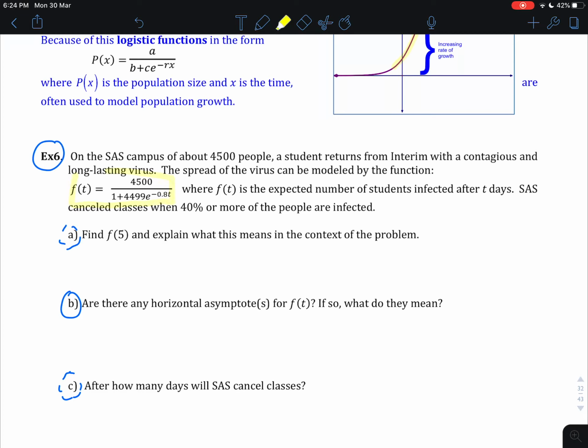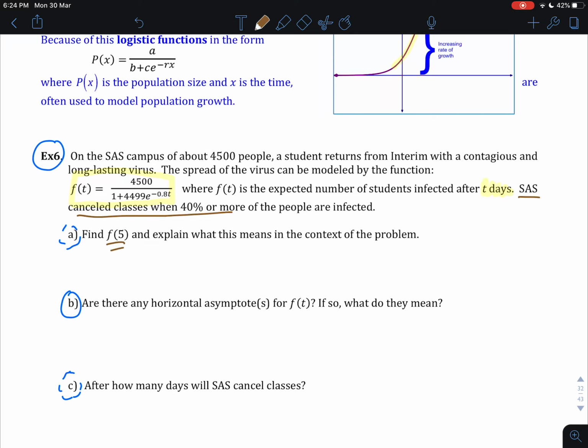This is our function that models the spread within the SAS community. And then we've got a parameter here that SAS is going to cancel classes when 40% or more of the people on campus are affected. Okay, and so this is going to be a function of time, and the unit of time that we're interested in is days. And so first things first, find f of 5.